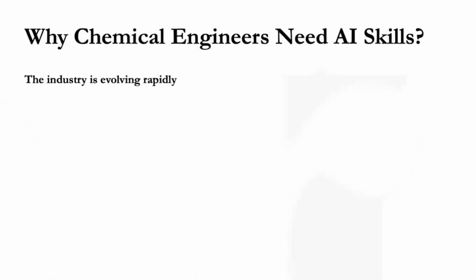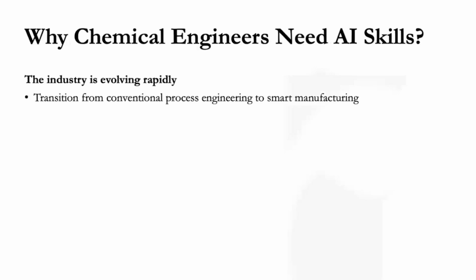The chemical engineering industry is undergoing rapid transformation. Traditional engineering is now merging with data science, automation, and intelligent decision-making systems. Industries are moving toward Industry 4.0, where plants are becoming smarter, more connected, and increasingly automated.